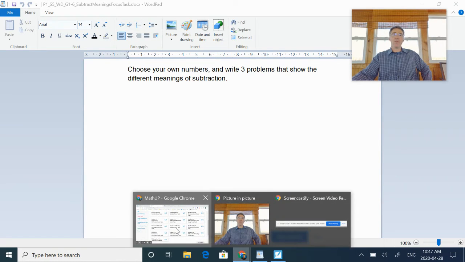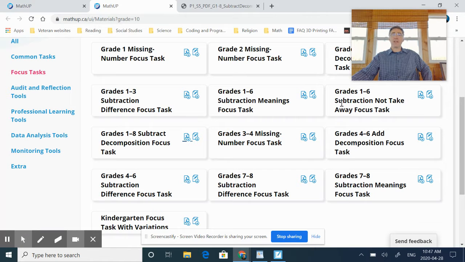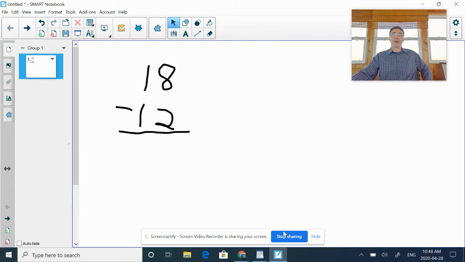So if we go back and take a look, we can actually see in our focus task that the types of subtraction problems that we look at is what we call difference focus, not take away focus, and decomposition focus. I always mispronounce that word. So what we're going to do is the problem that we're going to use, I'm going to put over on my smart notebook, and the 2 numbers that I chose were 18 and 12.